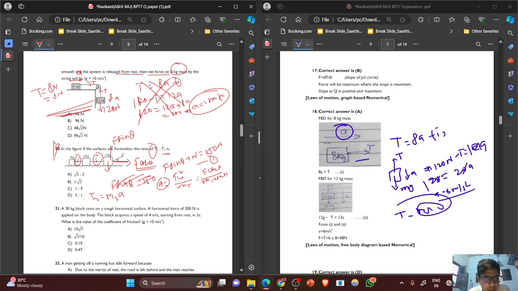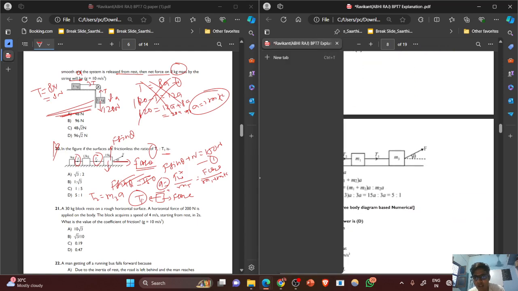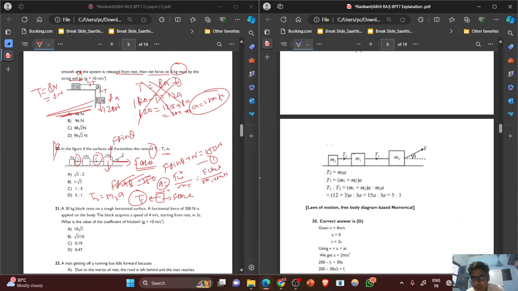And T1 we need to calculate. T1 can be calculated by F cos here, T1 here and a is here. From here you get the calculation, you get T1, and then we take the ratio and we can find the solution. You can see it's a large solution, you can see it here also. T2 is equal to m2 into a simply, and T1 is equal to what?